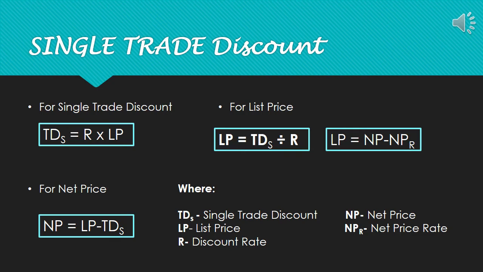And for the last, in finding list price, we have two formulas. LP equals TDS divided by R, and LP equals NP divided by NPR, where LP is list price, TDS single trade discount, R discount rate, NP the net price, and last NPR is the net price rate.